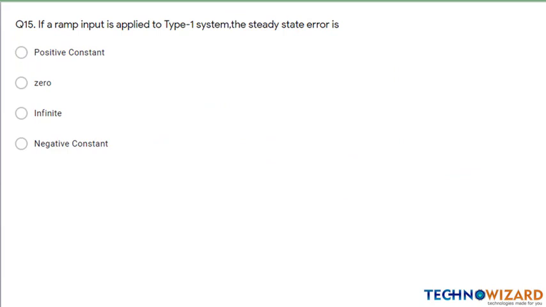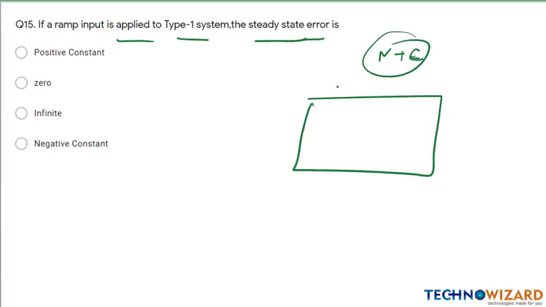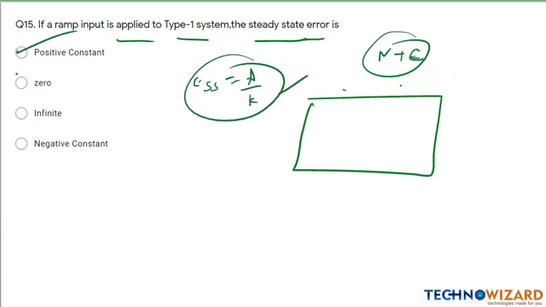Question number 15. If a ramp input is applied to a type 1 system, there is a steady state error. If you know, in around quiz 6 or quiz 7, where we had taken a quiz on network and control, I gave you a table on type 1, type 2, type 0 for ramp, step and parabolic. For a ramp input, the steady state error for a type 1 system is always equal to A by K. This is a positive constant. Therefore, option A is the correct answer.